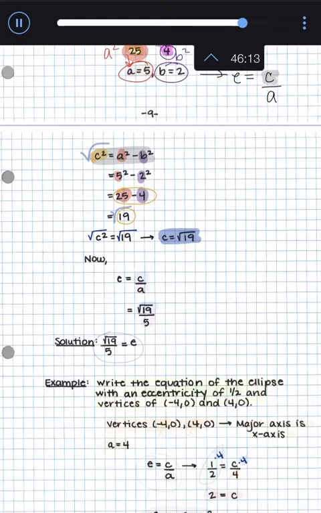So remember, the formula for eccentricity is C over A. We just found out C is the square root of 19. And we already knew what A was. A was 5, so we can plug that in on the bottom. So the eccentricity will be square root of 19 over 5. That's a perfect answer, as long as the square root is not on the bottom. So we'll leave it just like that.